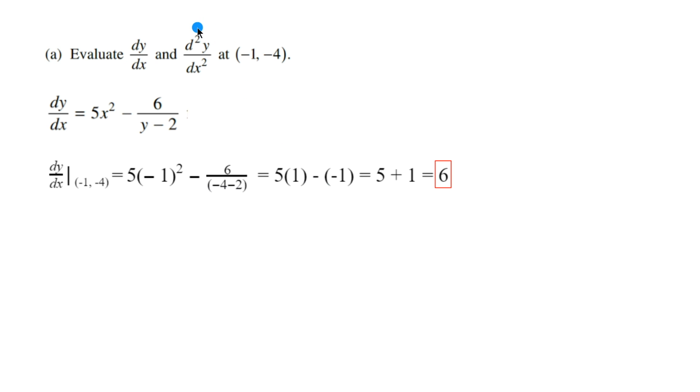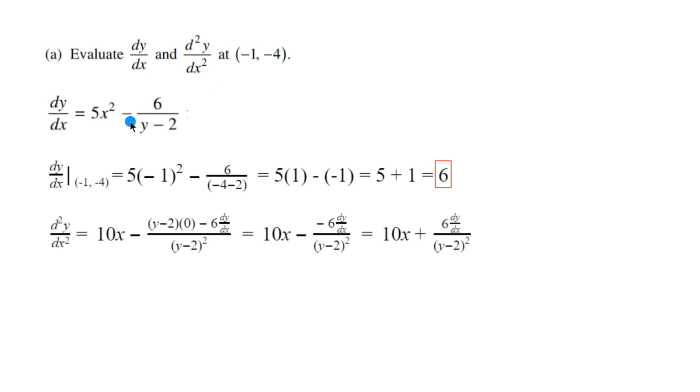And then to find d^2y/dx^2, you take the derivative of dy/dx. So, taking the derivative of 5x^2, you get 10x, minus the derivative of this, which to find it you use the quotient rule, and you get (y - 2) times 0 minus 6 times dy/dx, all over (y - 2)^2. So simplifying that gets you 10x plus 6 times dy/dx over (y - 2)^2.